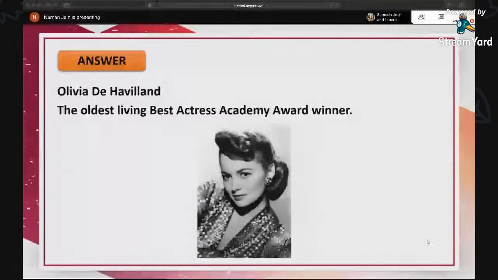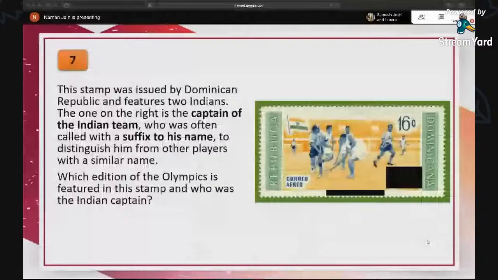Question number 7, another easy one. The person and the Indian captain and the Olympics. Which edition of the Olympics?